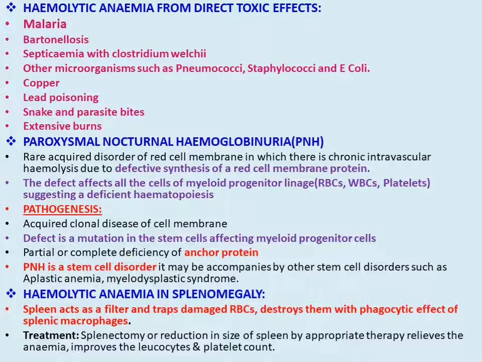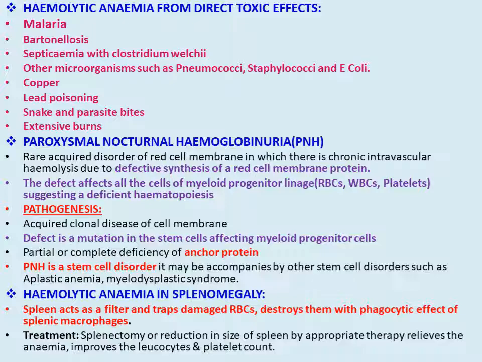Hemolytic anemia from direct toxic effects. What are those direct toxic chemicals or diseases? One is malaria, which causes hemolytic anemia. Then Bartonellosis, septicemia with Clostridium welchii, and other microorganisms such as pneumococci, staphylococci and E. coli. Also copper and lead poisoning, snake and parasite bites, and extensive burns.